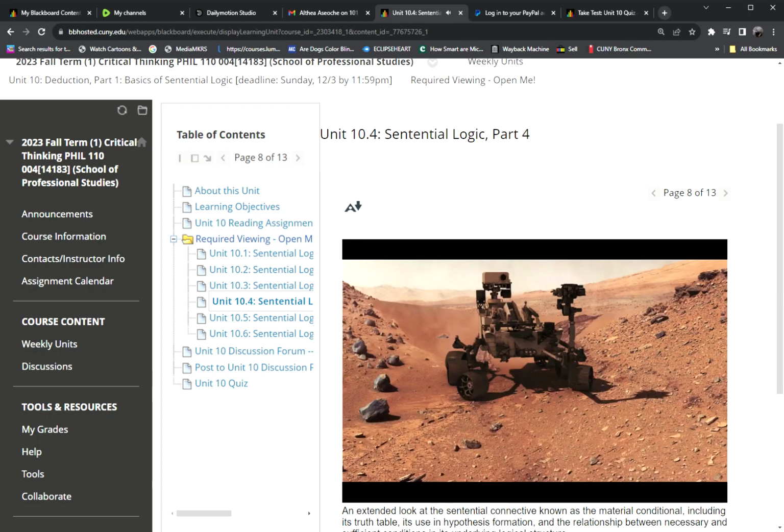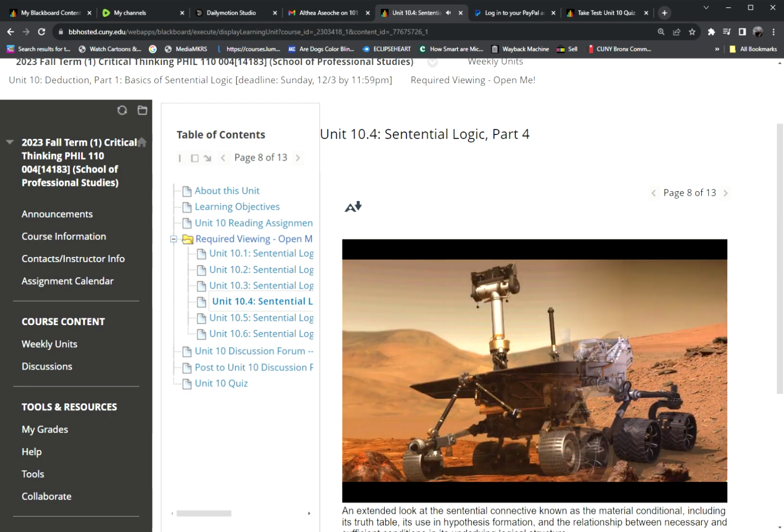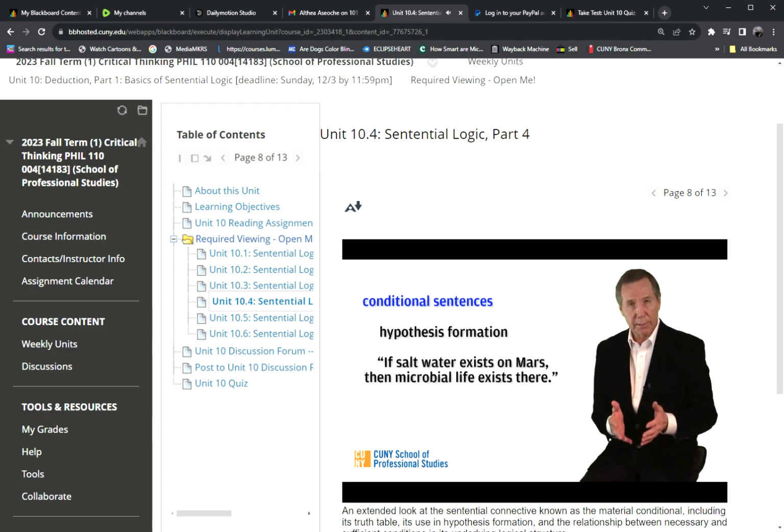Well, we've got the data from Curiosity rover, the NASA vehicle that has collected myriad soil and atmospheric samples since 2012. Let's examine the possibilities by testing our hypothesis within the context of the truth table for conditional statements. The antecedent for our hypothesis is the claim that salt water exists on Mars. The consequent is that microbial life exists there. So we'll express this by saying if S, then L, symbolically notated as S horseshoe L.